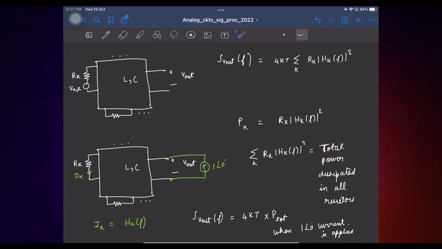Okay, let's retrace from the beginning. We started with this. This can have control sources, fine. S_V out of f is still this. Assuming only resistors are noisy, this relation is valid.